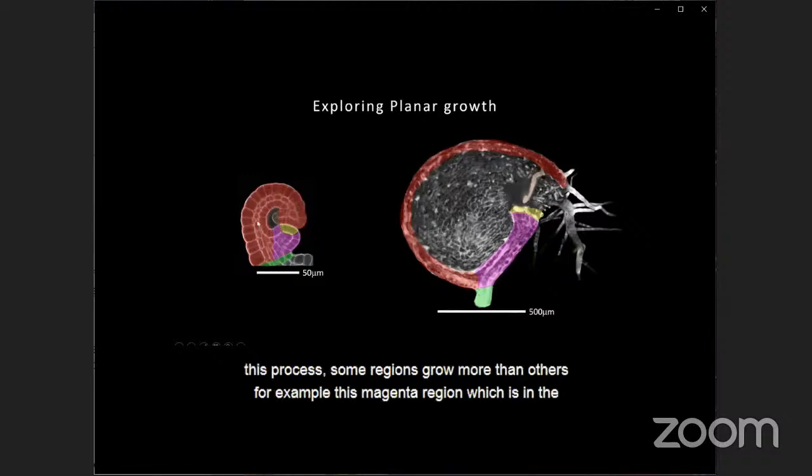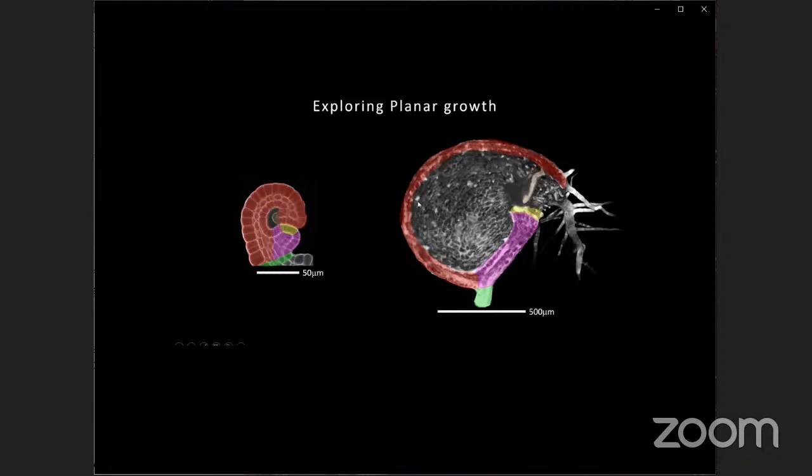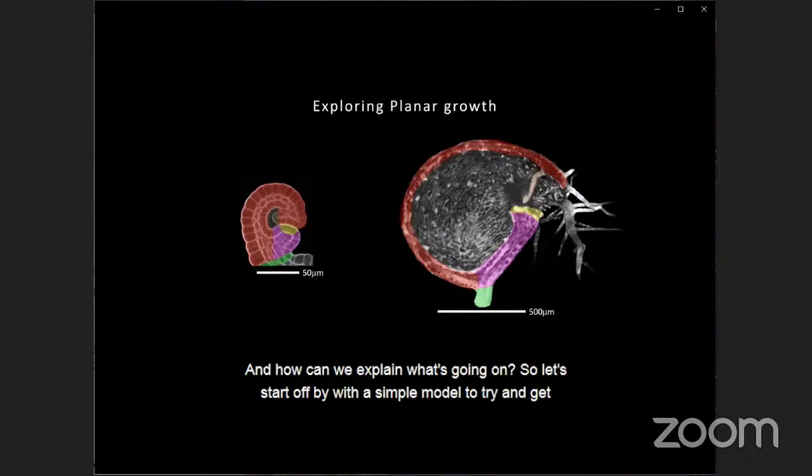And during this process, some regions grow more than others. For example, this magenta region, which is in the bottom, just below the mouth, like the chin of the trap, grows quite straight and long to form this elongated edge, faster than this red region around it. So you end up with an alteration in shape because some regions are growing faster than others. The question is, how does that happen? And how can we explain what's going on?